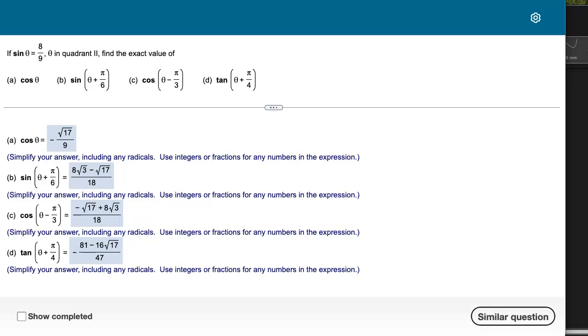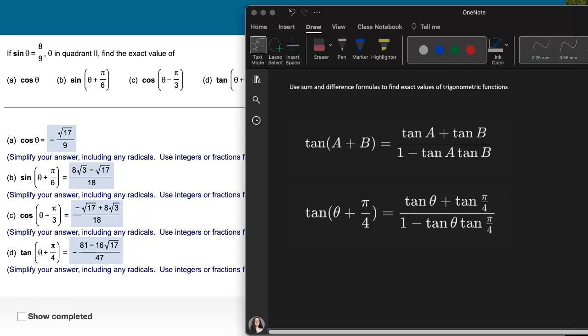In this video, we're going to use the sum and difference formulas to find exact values of trigonometric functions, and specifically, we're going to focus on part D of this particular problem by finding the tangent of theta plus pi over 4.